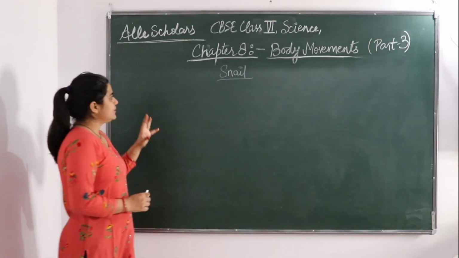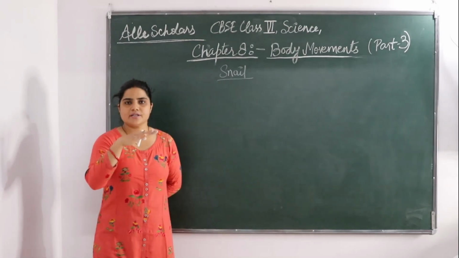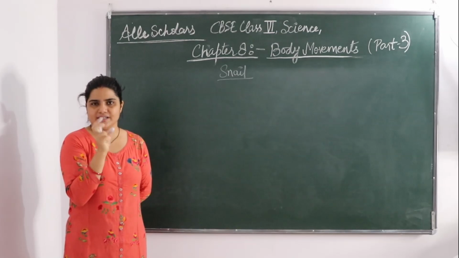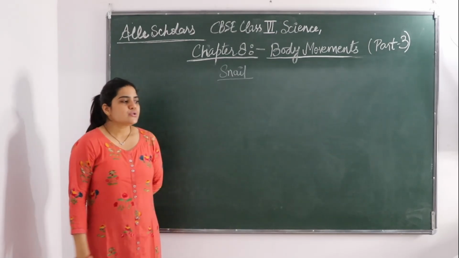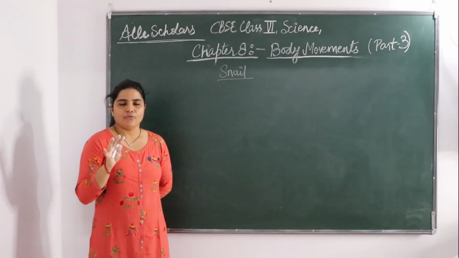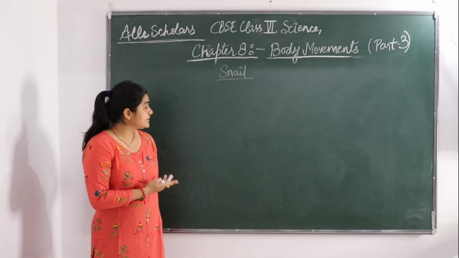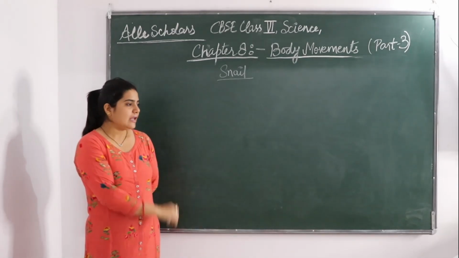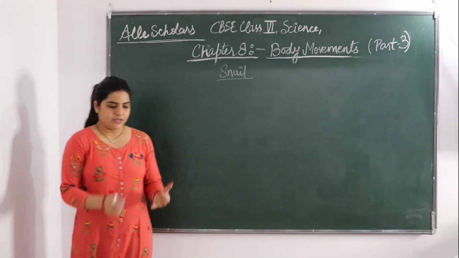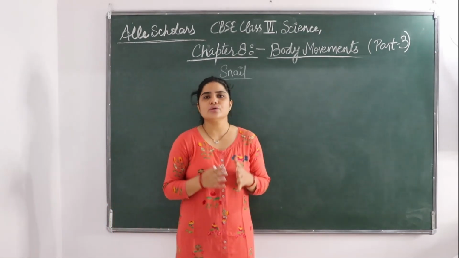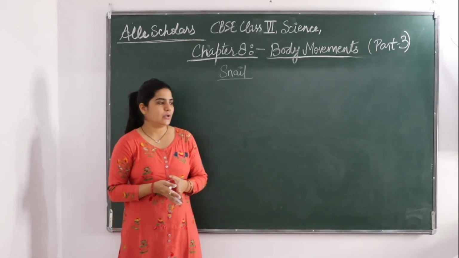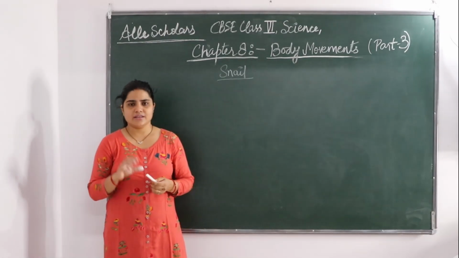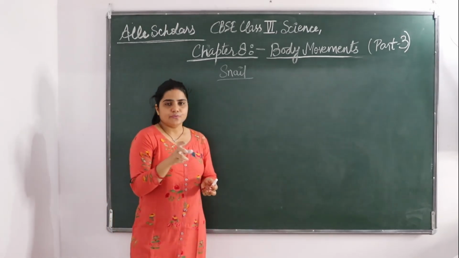So the round structure that a snail carries on its back is called a shell. It is a hard structure, that's why it is named as shell. So it is the outer skeleton, you can say, of a snail, but not made up of bone. Like earthworms, they are also not made up of bones.